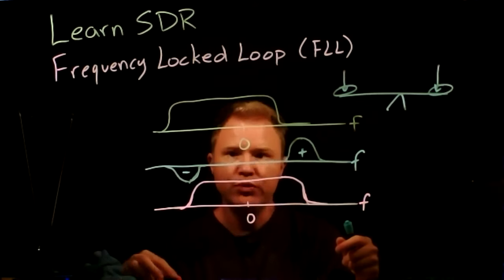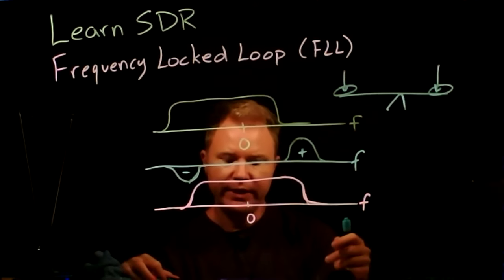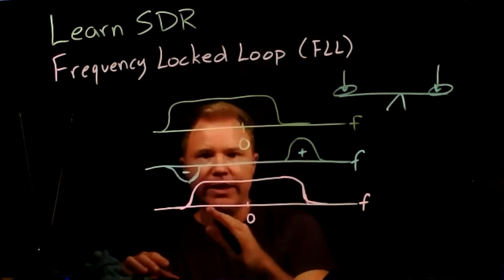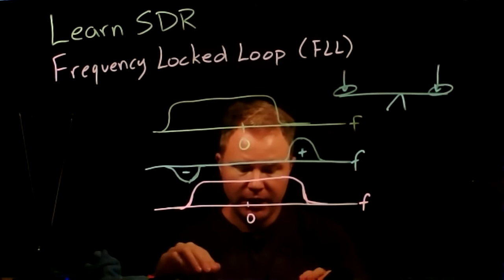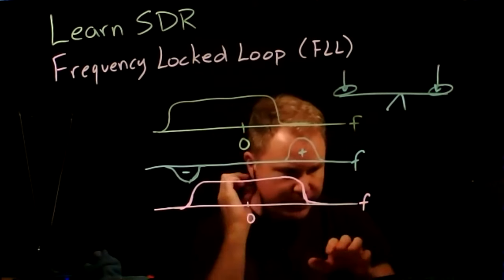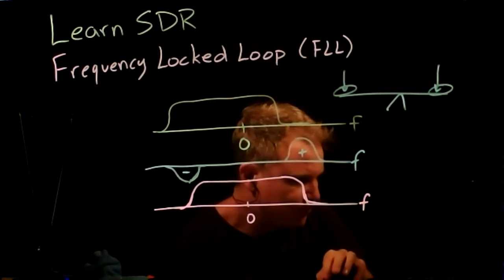And then after you've smoothed out that error signal, you can take that smoothed out error signal and nudge your complex exponential correction up or down a little bit. So let's actually see how that works. I'll share my screen again.